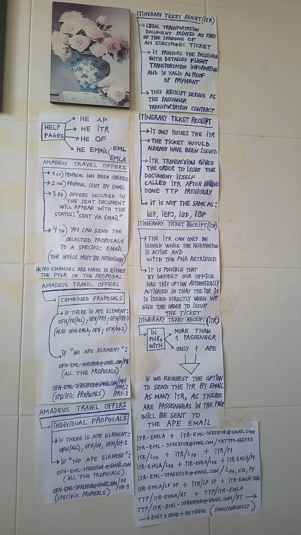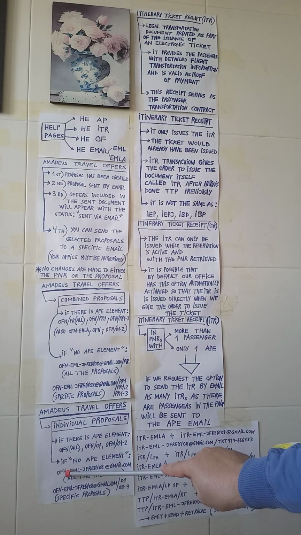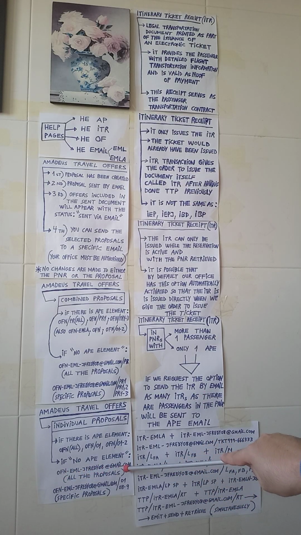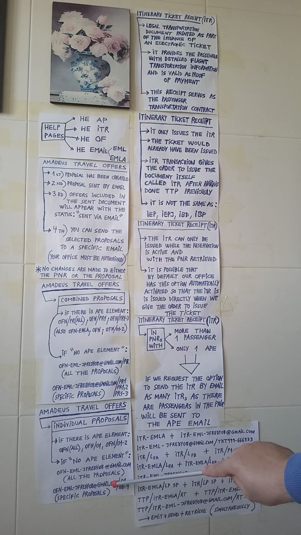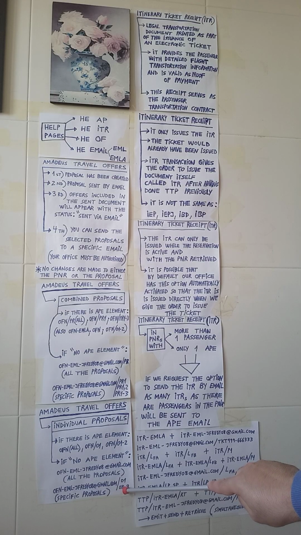Below we can see transactions that can be carried out when we don't have the APE element in the booking. With OFN-EML- the email address, we can send all the offers from individual proposal to the email address shown in the transaction, which was provided by the client at the last minute. The next transaction, this one, has 2 different options at the end, 01 and 01-2.